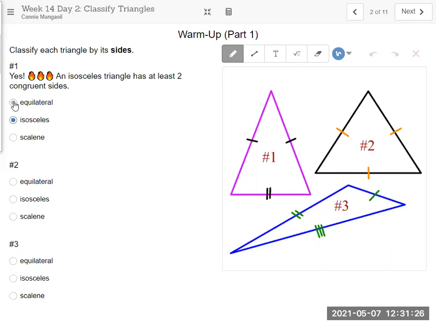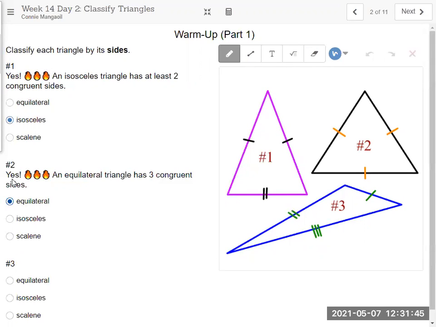Okay, let's look at triangle number 2. Each of these sides has 1 tick mark, which means that the 3 sides are equal. So what do we call a triangle with 3 sides equal? Equilateral. Good.